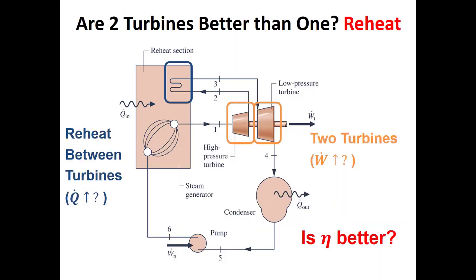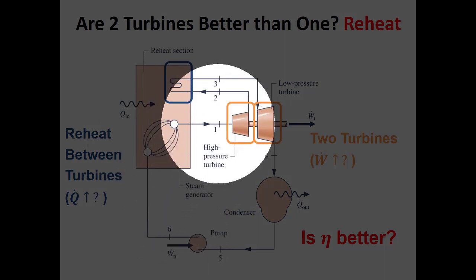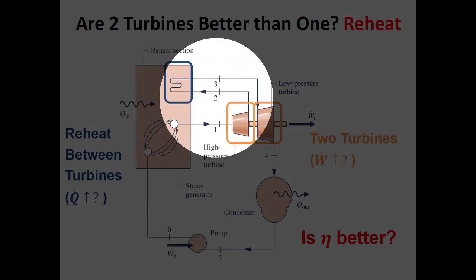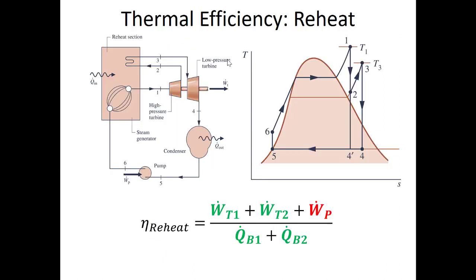So the total heat in is going to be the heat as we move from state 6 to state 1, plus the heat that we add as we move from state 2 to state 3. So it's not just a heat cycle, it's a reheat cycle. You have two processes where we're adding heat.